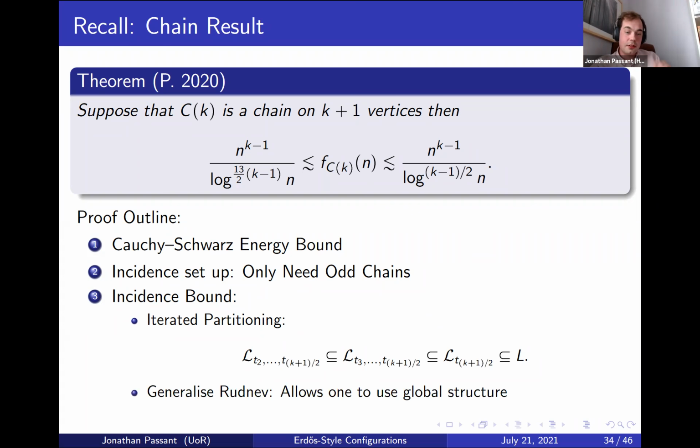Okay. And then you want to generalize this earlier theorem of Rudnev that I put up. You don't really want to deal with these iterative line sets, because understanding how their structure progresses as you iterate on them is difficult. So you end up using the global structure of the original line set. And to do that, you need to generalize the result of Rudnev. Okay. And this gives you this iterative incidence.